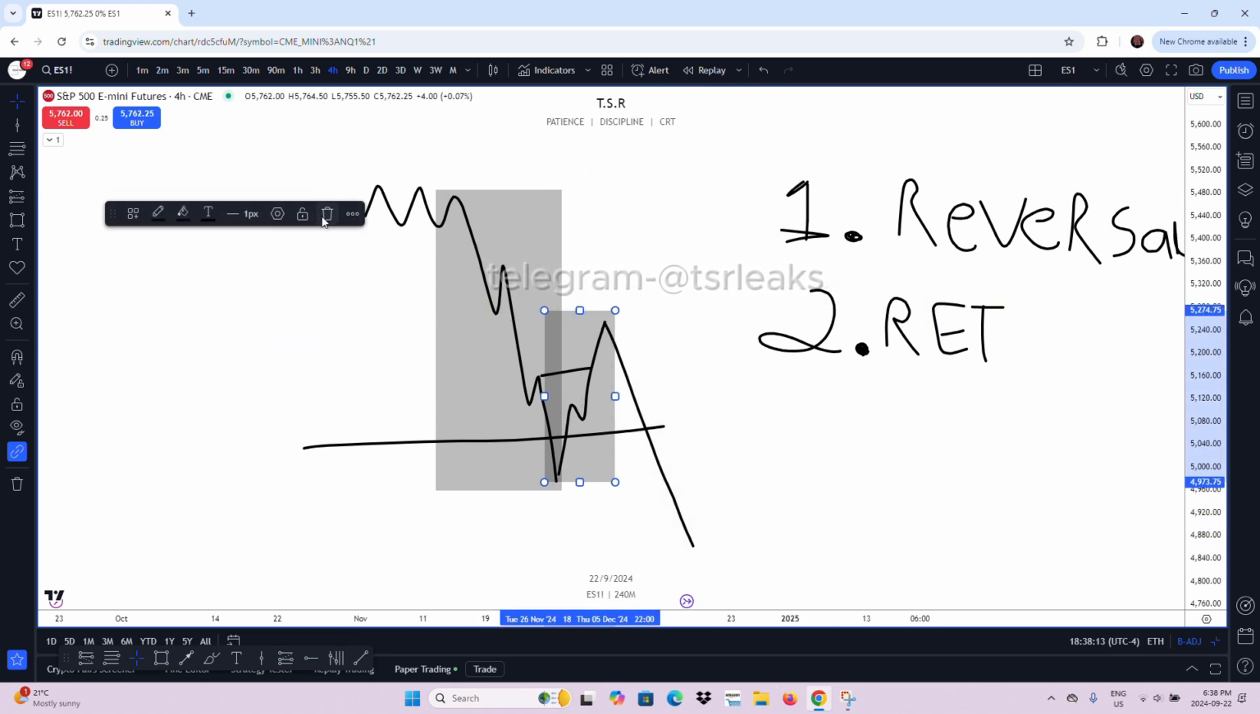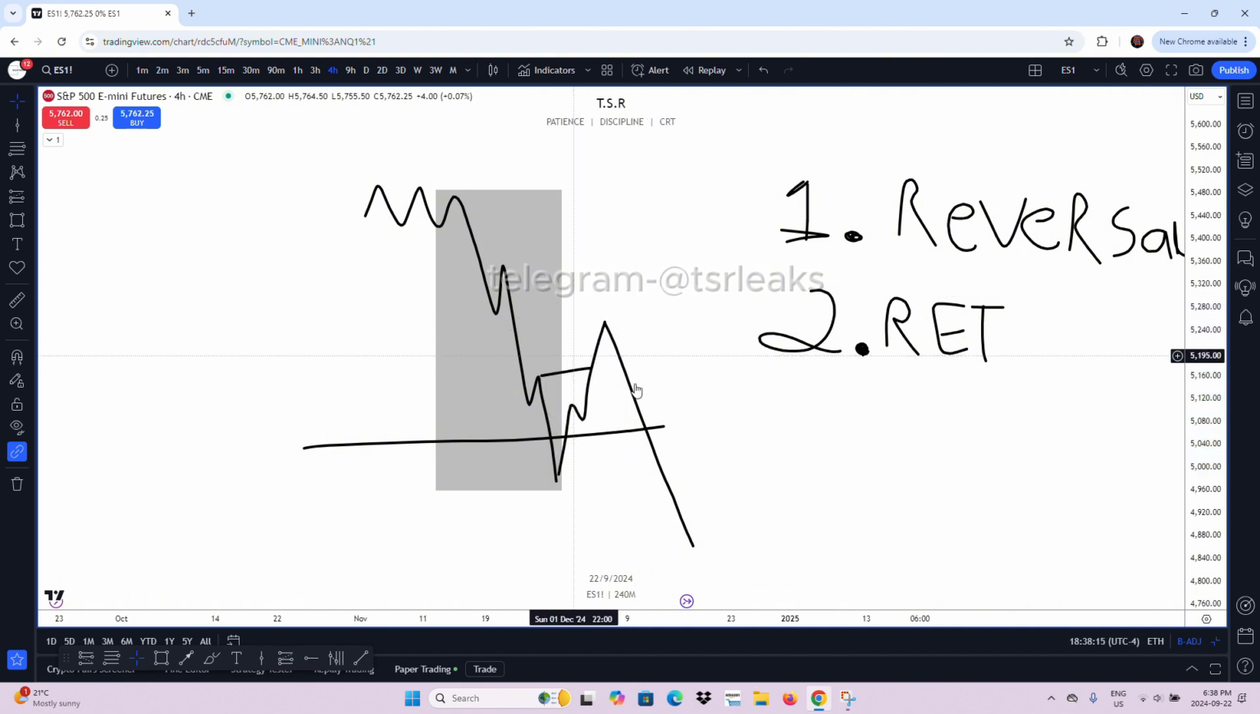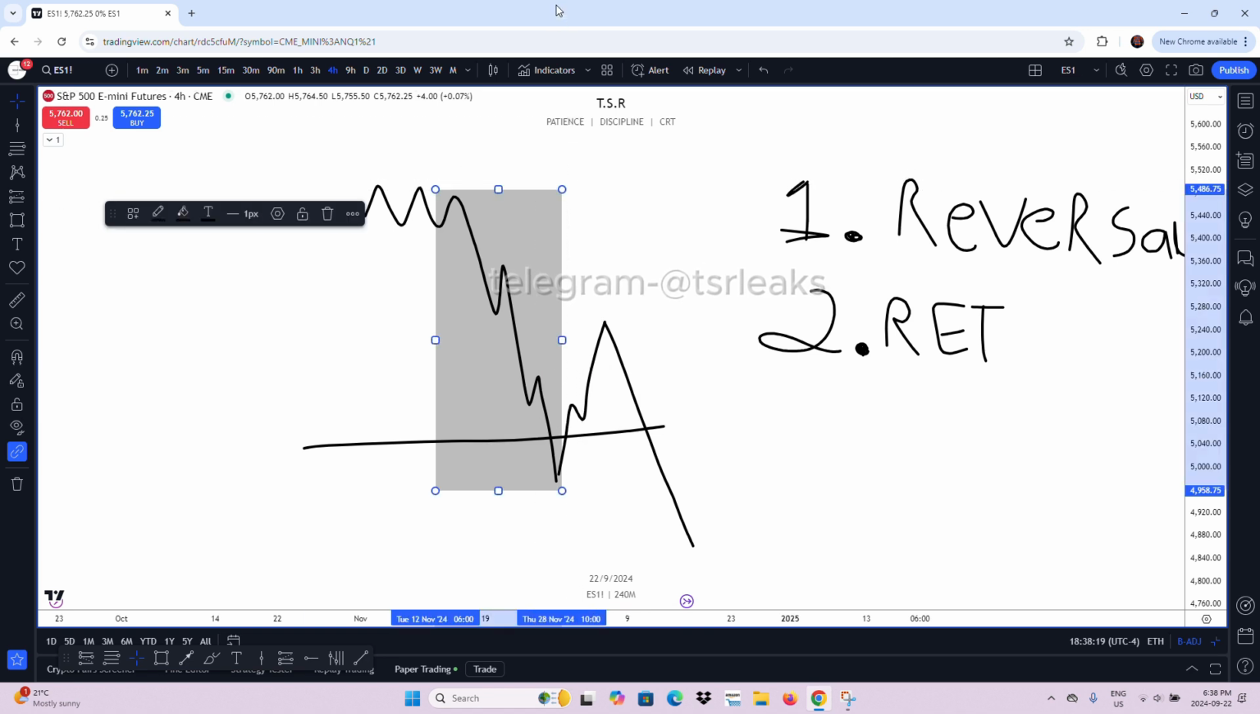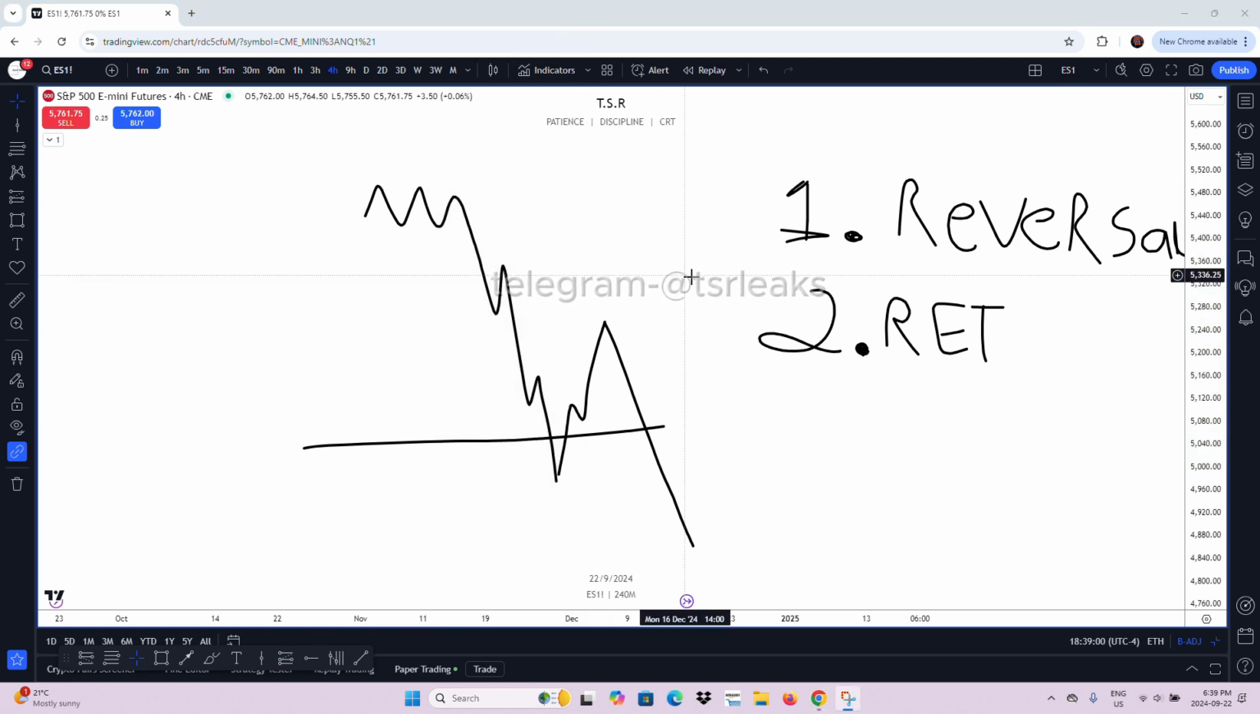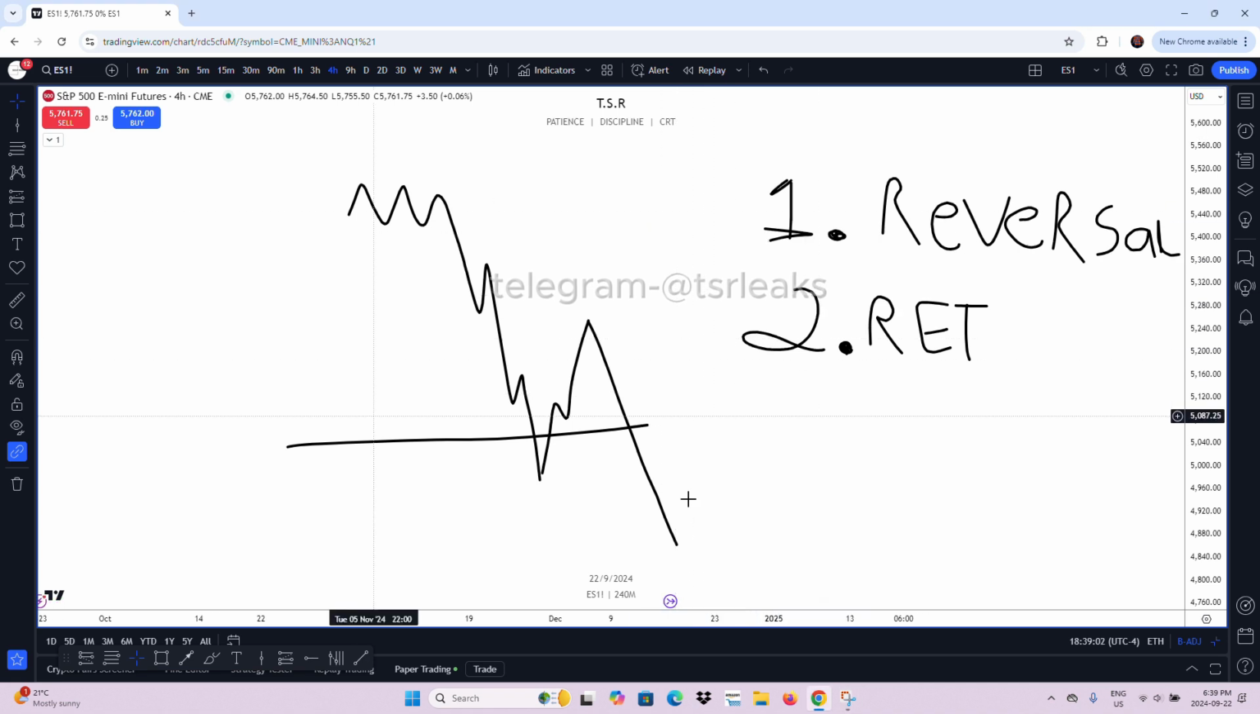Catching this turtle soup is a high probability trade. Sorry about that, slight interruption right there.